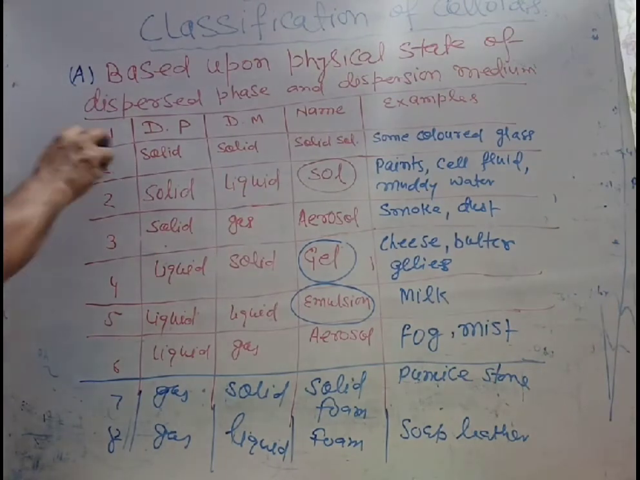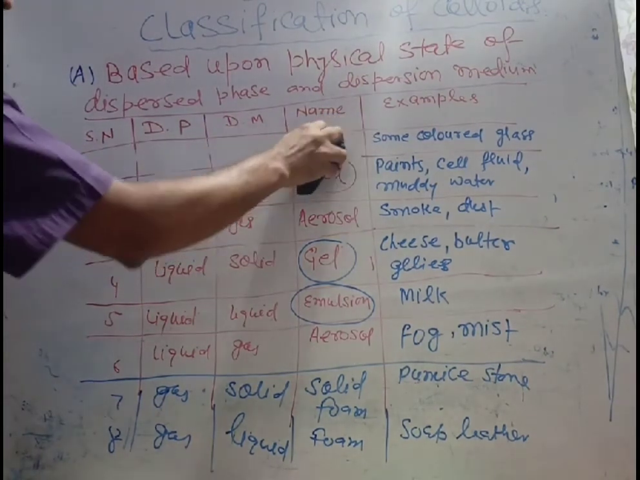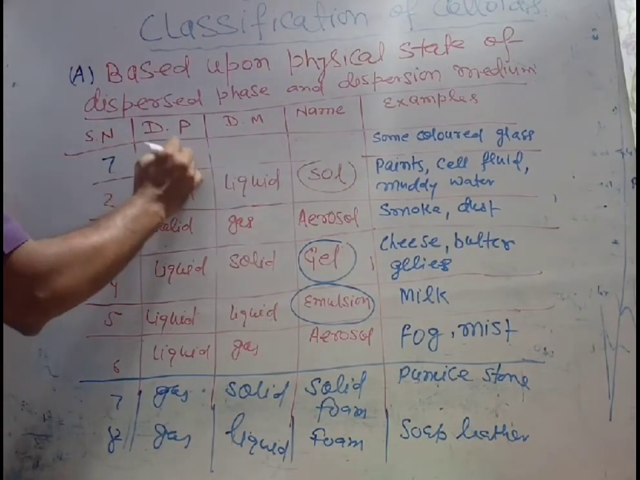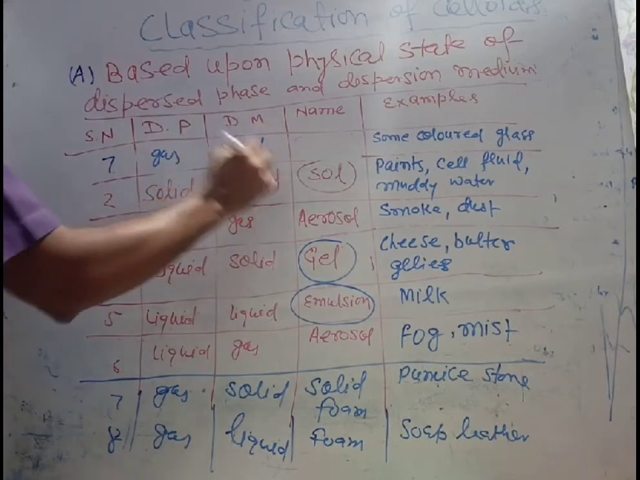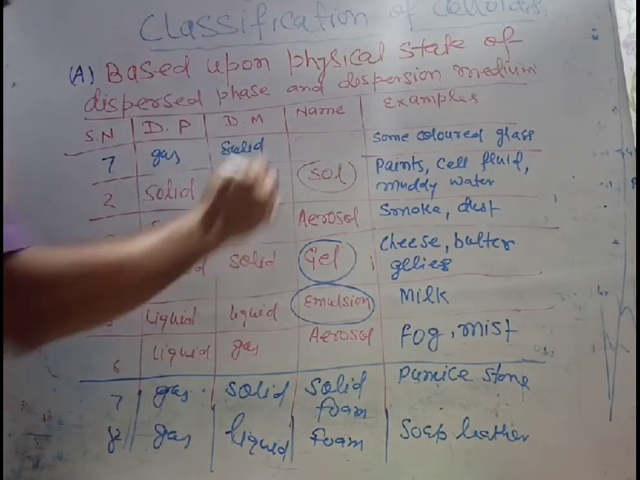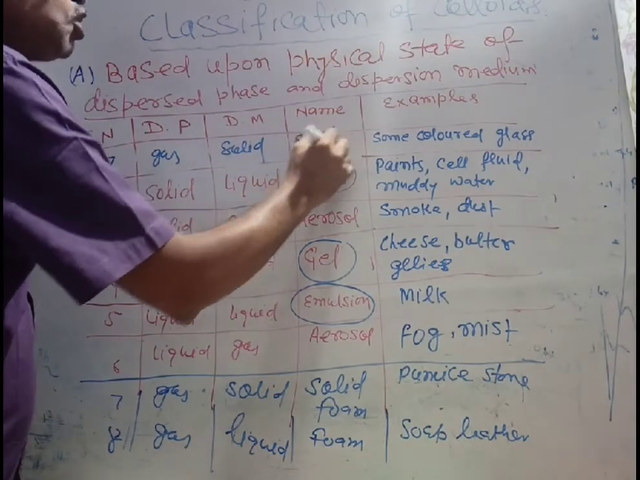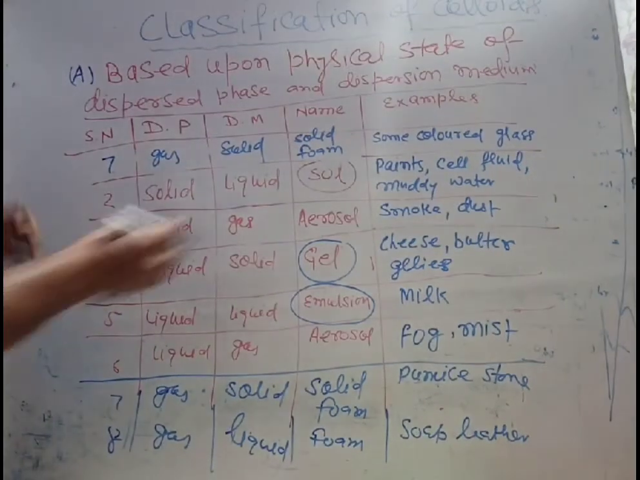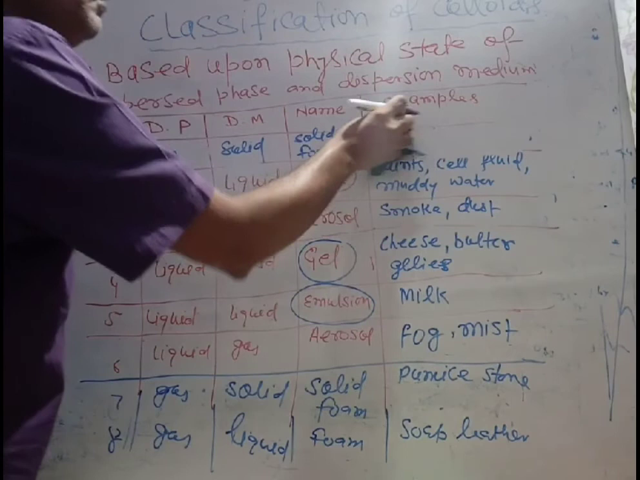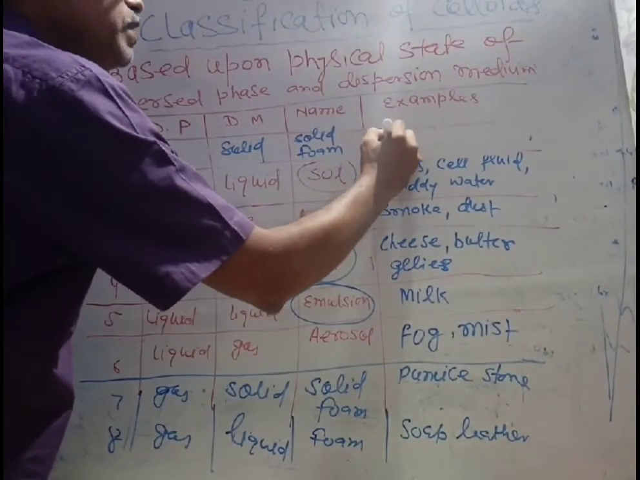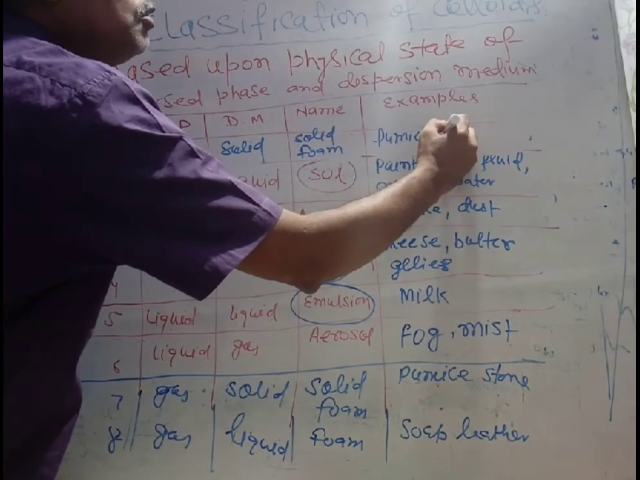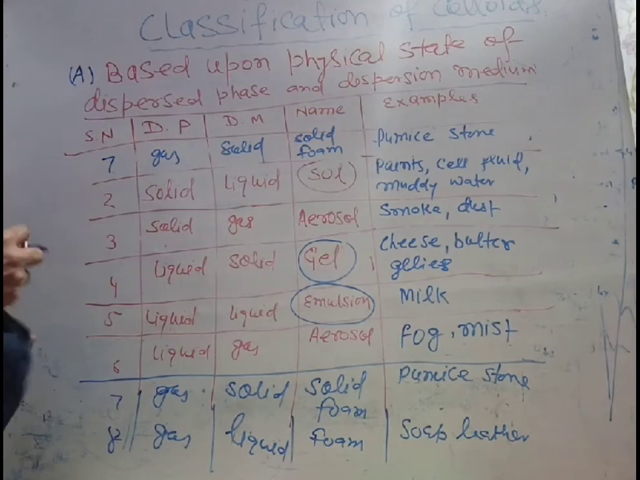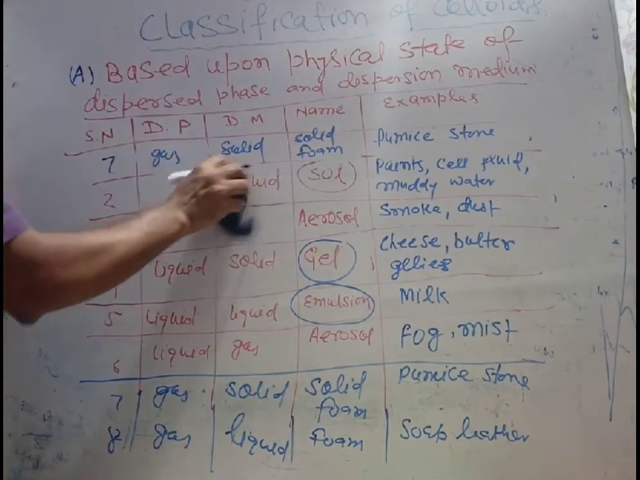Now the number 7 is gas dispersed in solid. If the gas is dispersed in solid, it is known as solid foam. Solid foam, F-O-A-M, foam. And the example of solid foam is pumice stone. Pumice stone. You can see these examples in your book also. Pumice stone. And you have to remember the name of these examples.